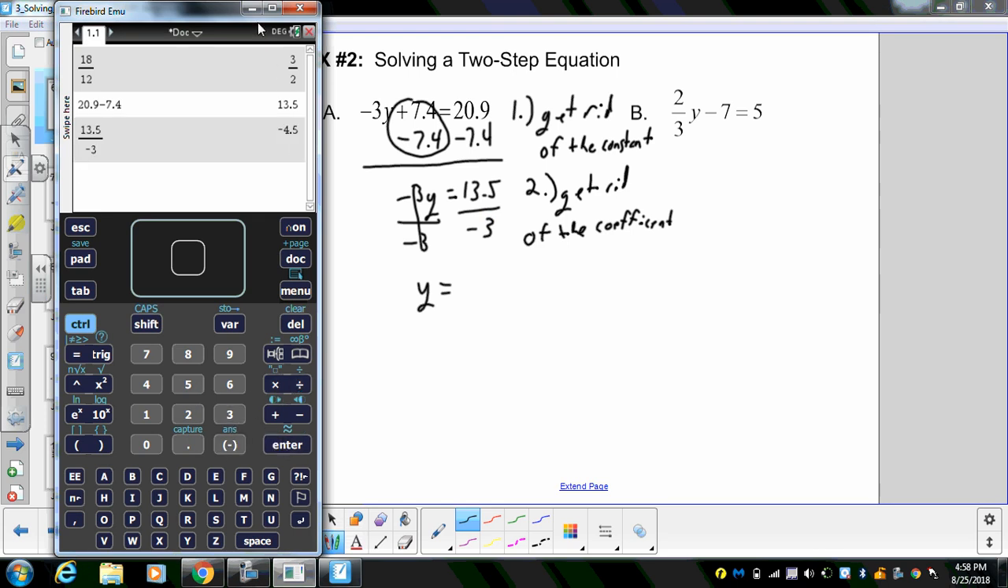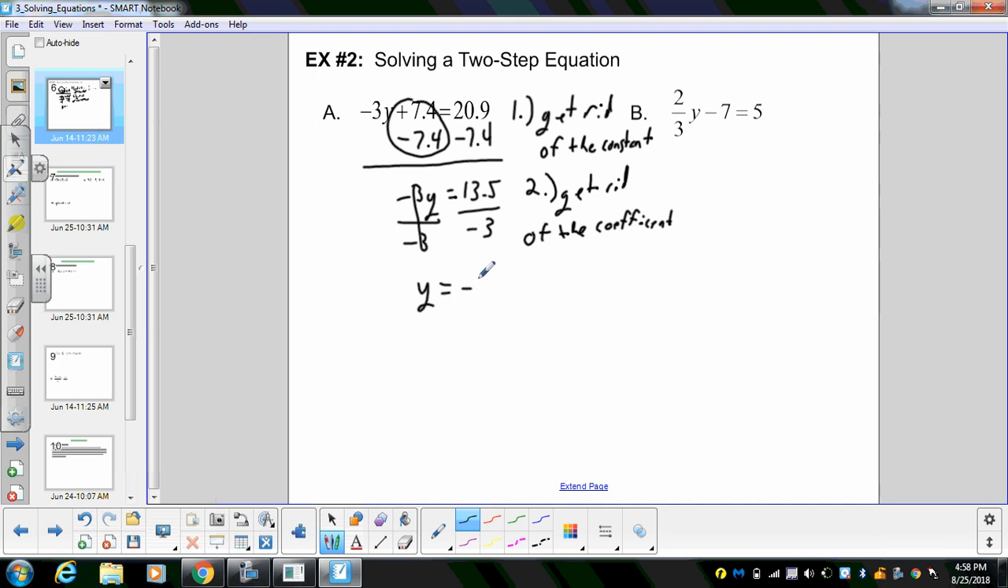And we get negative 4.5. There's our answer. Go ahead and try B. Alright, so let's check B real quick. Following these steps, the first thing I said, get rid of the constant.